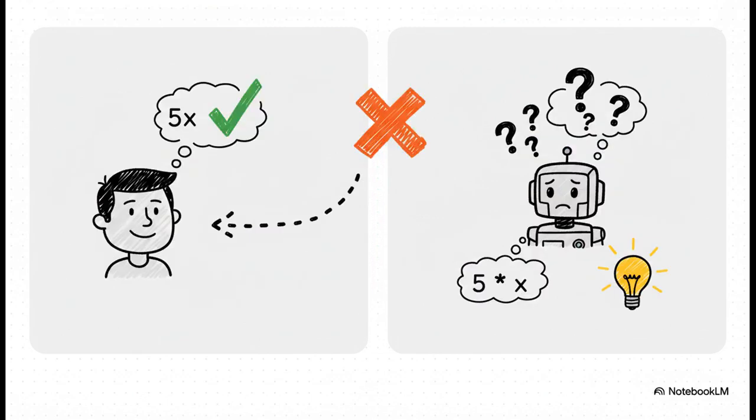All right, here's our first big rule change. In class, we can just write 5x, and everybody knows that means 5 times x, but a computer? It needs you to be explicit. In Maple, you always have to use an asterisk for multiplication. So 5x becomes 5 * x. This is a huge one to remember.